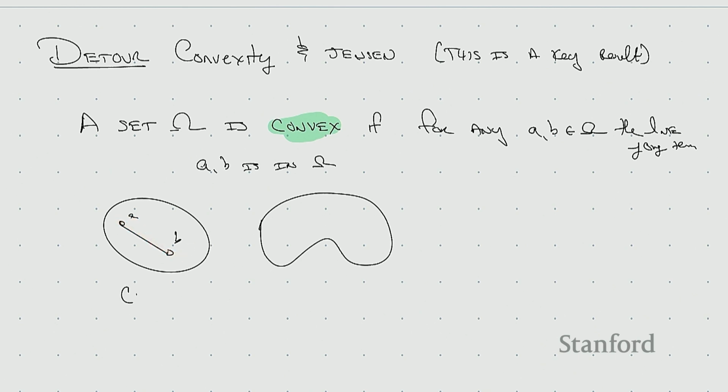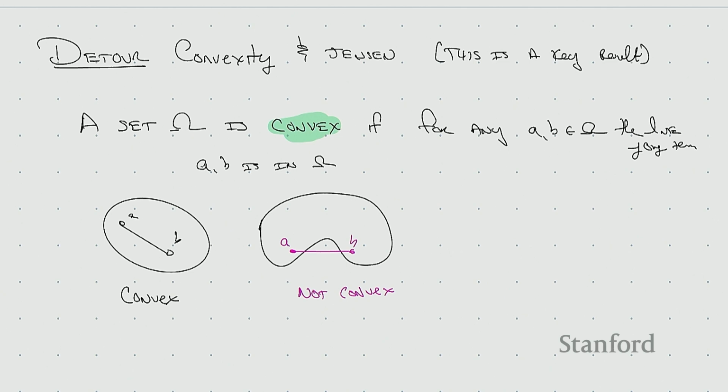This is a convex object, like an ellipse or a circle or something like that. In contrast here, if I pick points A and B here, this is not convex. And we're going to care about these quite a bit.